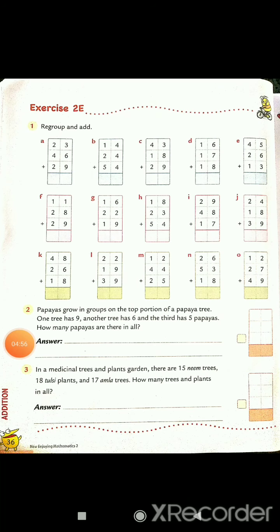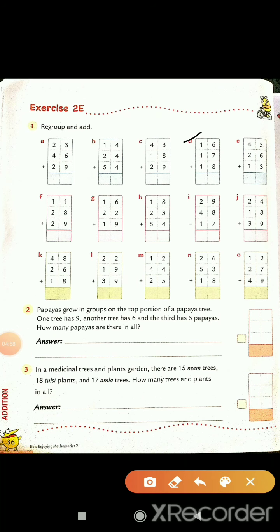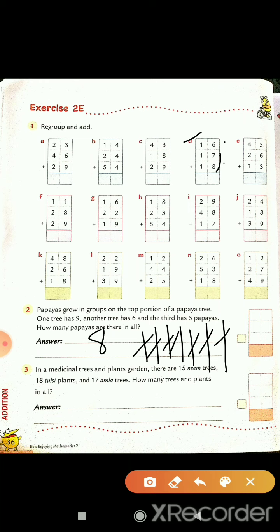Next, 16, 17 and 18. At the place of ones, 6, 7 and 8 are there. First, let us count 8 and 7 together. So 8 and then we have to count 7 more. We have to count forward 7 times. What comes after 8? 9, 10, 11, 12, 13, 14 and 15.